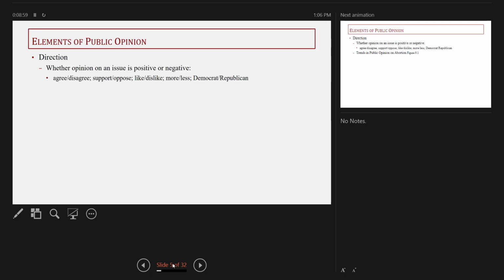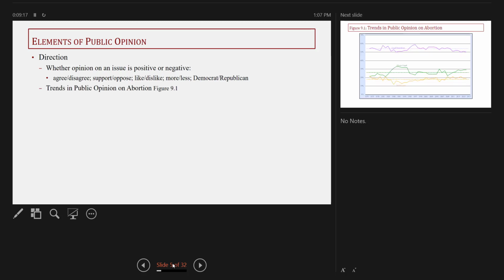And so there are a variety of ways that we can ask people to determine direction. We can ask if they agree or disagree, or support or oppose, like or dislike, whether they want more or less, whether they're Democrat or Republican. All of those are asking Americans for which direction or which side they prefer. Now, let's take a concrete example.